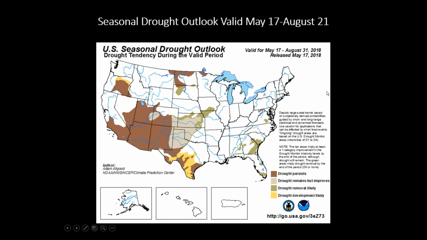Finally, I just wanted to show the seasonal drought outlook from CPC. And if we focus in on California and Nevada, not surprising, going through the summer, our dry season, drought is expected to persist where there is currently drought in Southern California and southeastern Nevada.